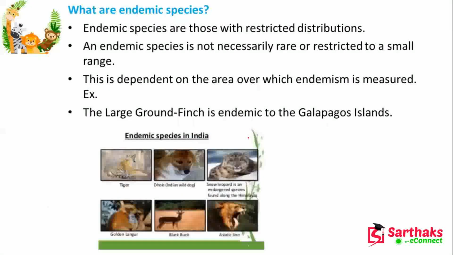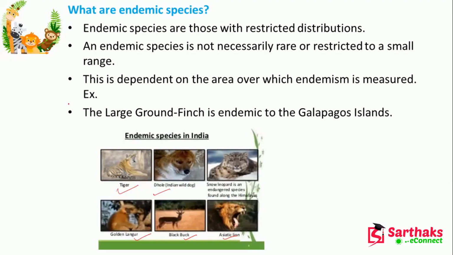Okay. Now, what are endemic species? Endemic species are those with restricted distribution. These are endemic species: tiger, wild dog, blackbuck, Asiatic lion, golden langur. So endemic species are those with restricted distribution.